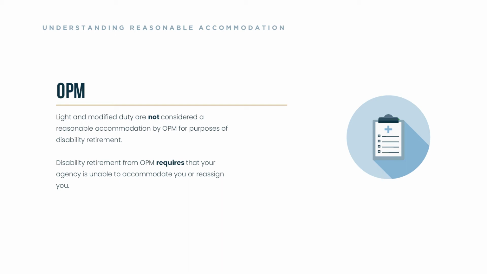Right. And reasonable accommodation and reassignment is a requirement of the disability retirement process. That's right. So when you are applying for disability retirement, you have to show OPM that your agency has been unable to accommodate or reassign you into a different position. Right. So we do recommend pretty early on going through the reasonable accommodation process with your agency. Can you give us some information on how that process works?